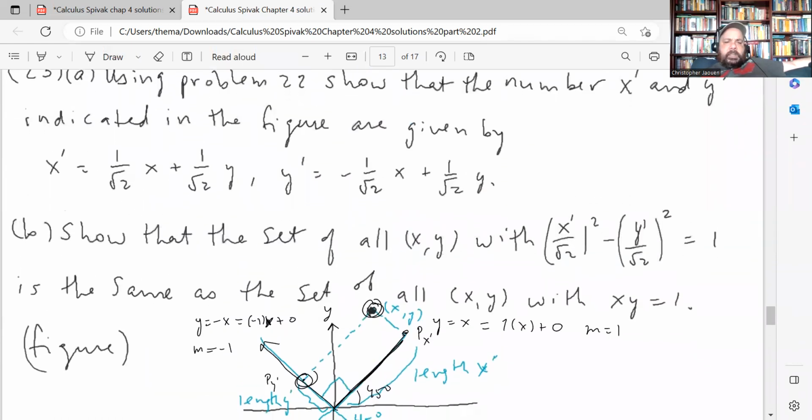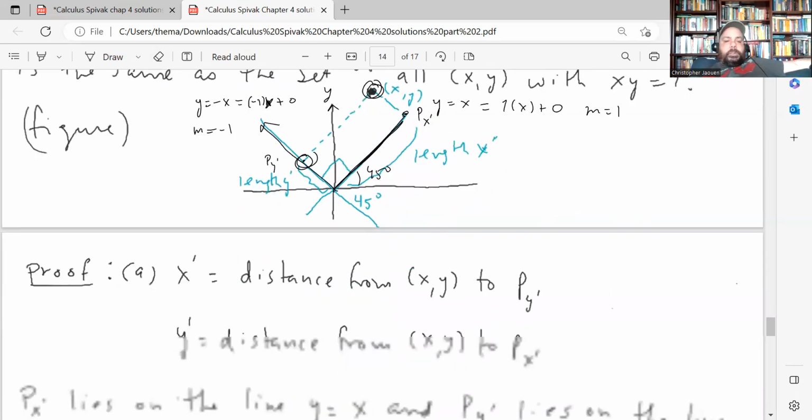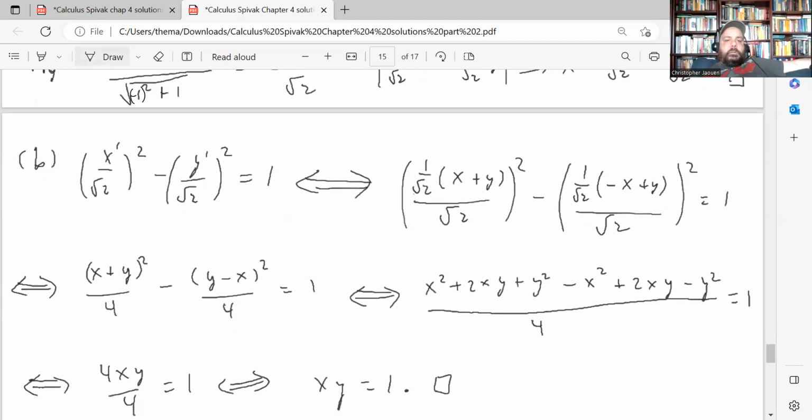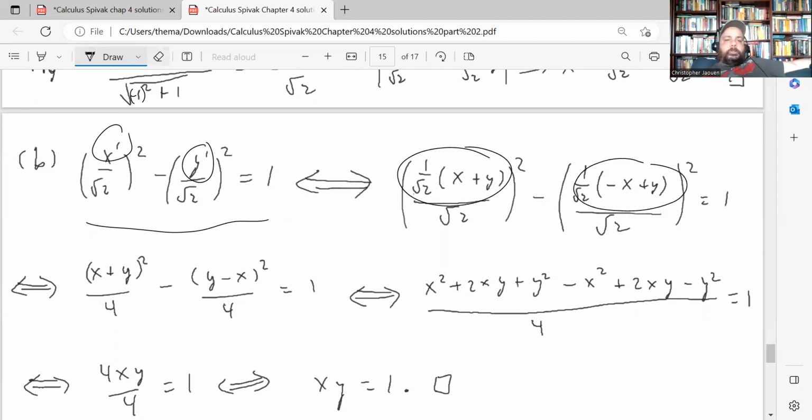And part B says, show that the set of all points x comma y that satisfy that equation there, so x prime over radical 2 squared minus y prime over radical 2 squared equals 1, is the same as the set of all points xy with xy equals 1. So let's do that. All right, so part B, we're starting with the equation here that they gave us. I can plug in the value for x prime and y prime that I derived in terms of x and y in part A.